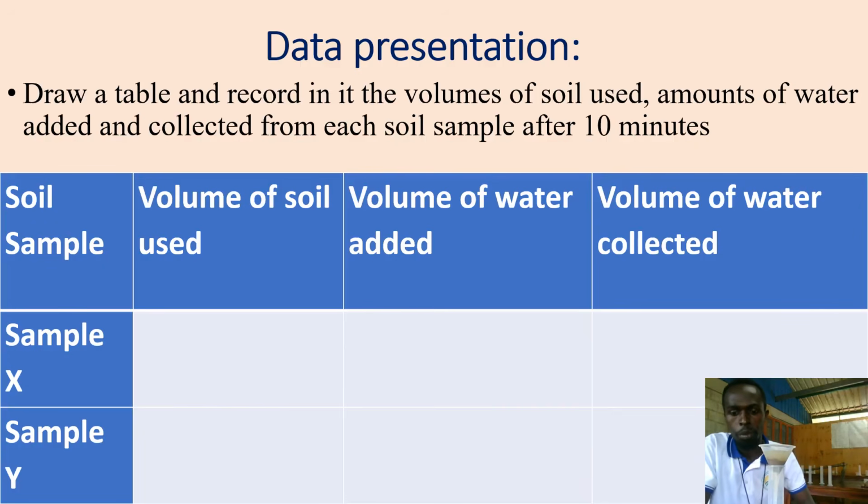After that, we said repeat. You have to repeat the procedure for sample Y. Oh, it has started speeding off, and by now you must be predicting which type of soil this is. Which can allow water to go through it in just a minute? Which type of soil is that?